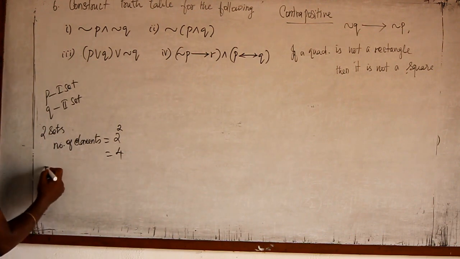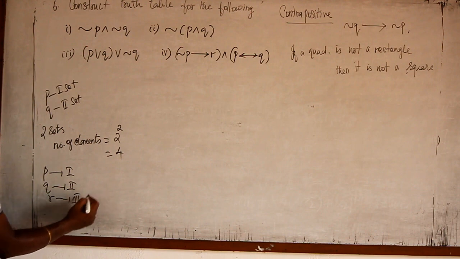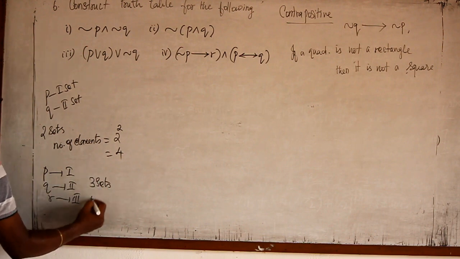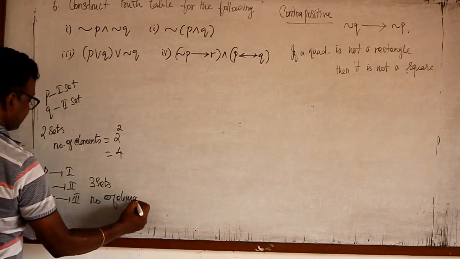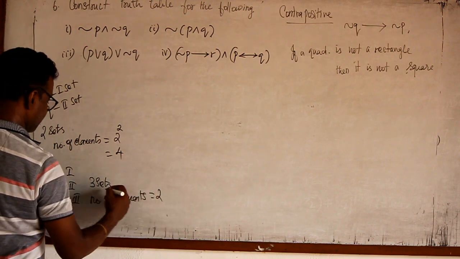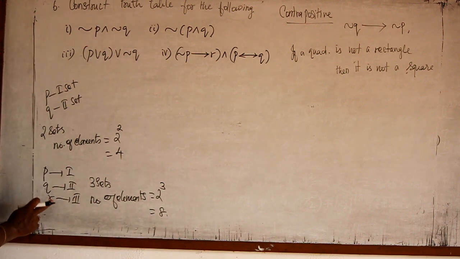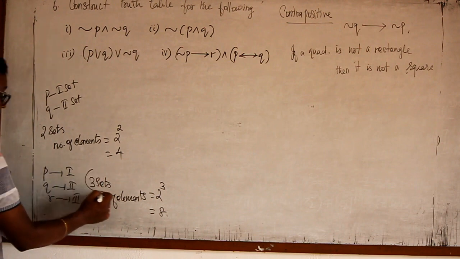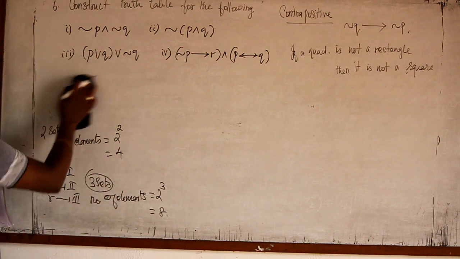So P must have 4 elements, Q must have 4 elements. When R is involved, P is the first set, Q is the second set and R is the third set. So 3 sets. Then the number of elements each set must have is 2 power 3, that is 8 elements. P must have 8 elements, Q must have 8 elements, R must have 8 elements. If 3 sets are involved it is 2 cubed, and if 2 sets, 2 squared, so 4 elements only.